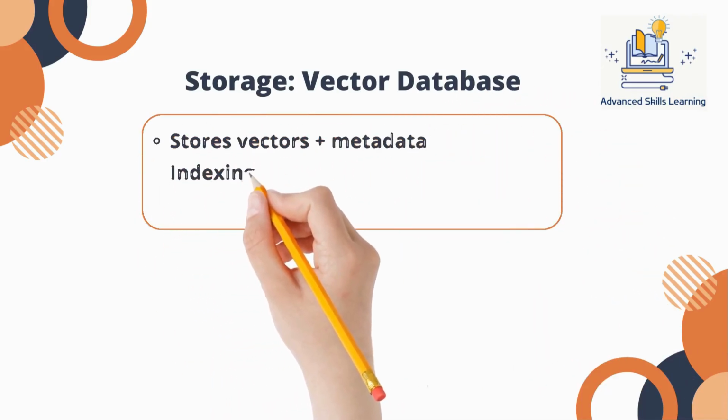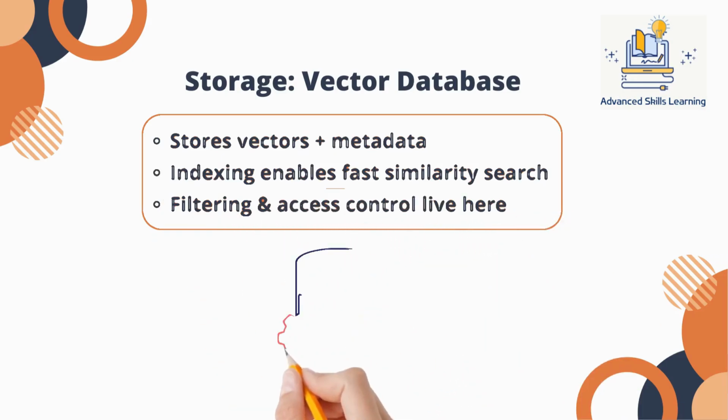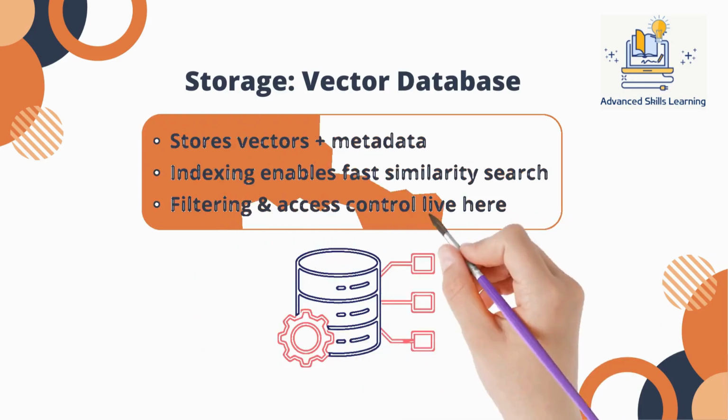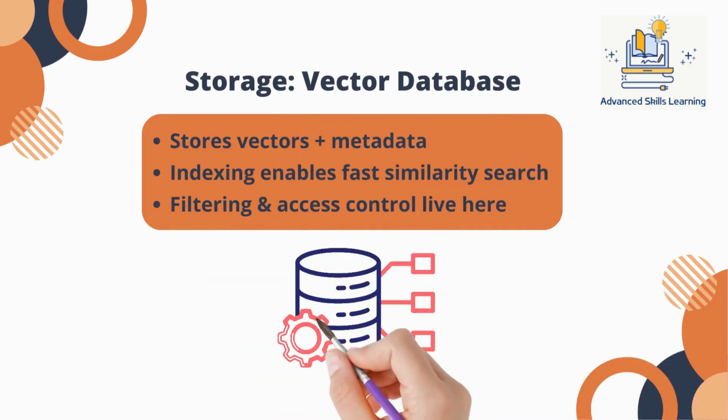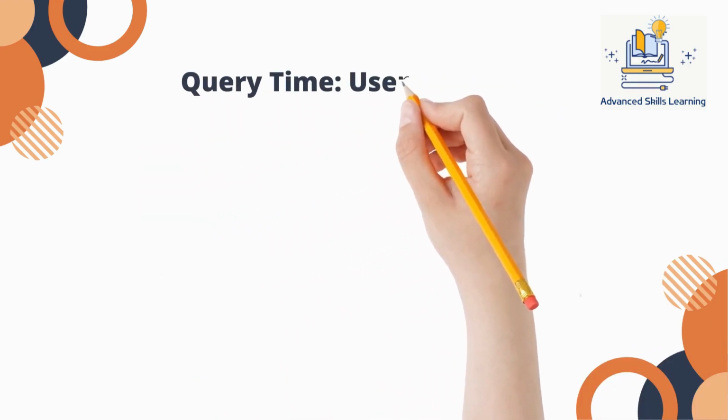Embeddings are stored in a vector database along with metadata such as source, timestamps, document type, or access permissions. The database is not just storage. Indexing strategy, distance metrics, filtering, and metadata constraints all affect both latency and relevance during retrieval.